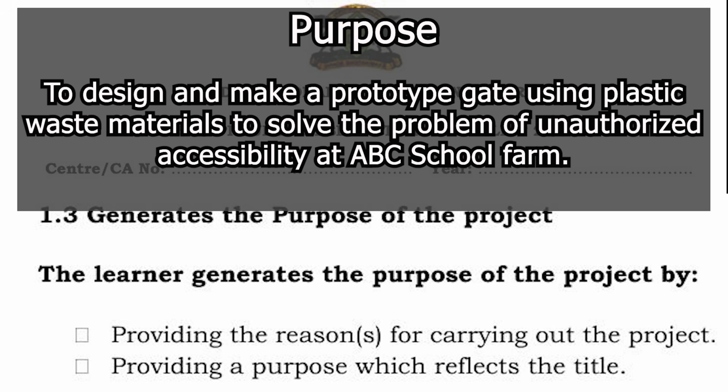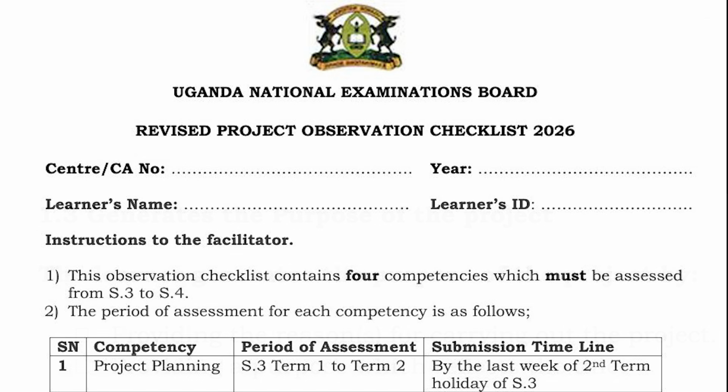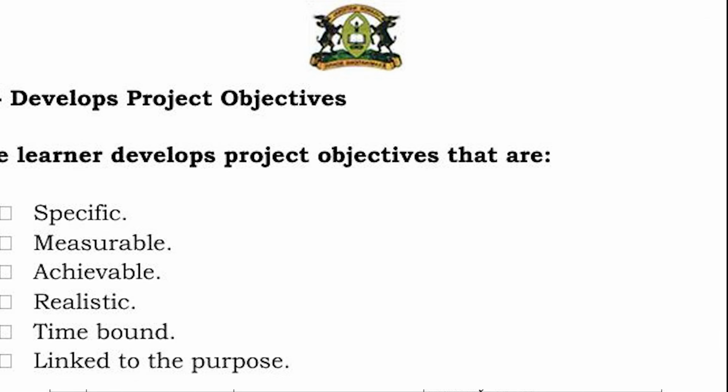And then the other component that we're looking at under the checklist, which is the fourth component, is we need to have an objective. And according to the checklist, the objective must be specific, measurable, achievable, realistic, time-bound, and linked to the purpose. Now, objective mainly is a breakdown of the purpose into achievable components. And those components, they should be specific, measurable, achievable, realistic, time-bound, and also linked to the purpose. So this is an example of how you can write an objective.